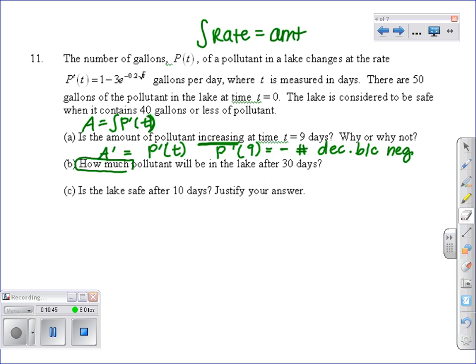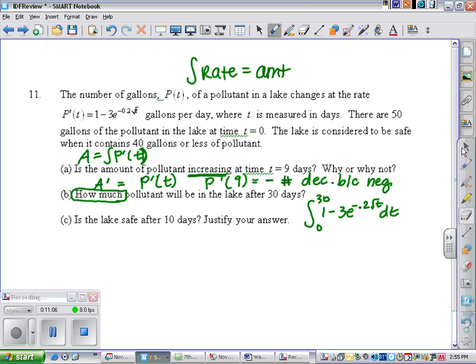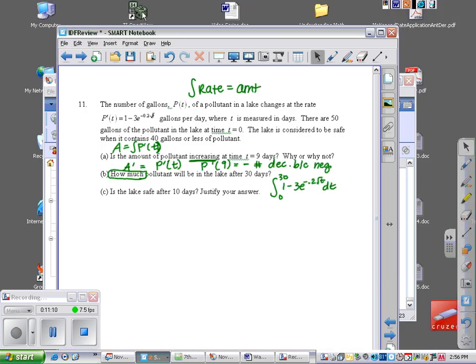Alright, now it's asking for how much. That's an amount. We want the amount, and it's after 30 days. So we're going to take the integral of this guy right here, the integral from 0 to 30 of 1 minus 3e to the negative 0.2 square root of t dt. So you're going to go to your calculator.